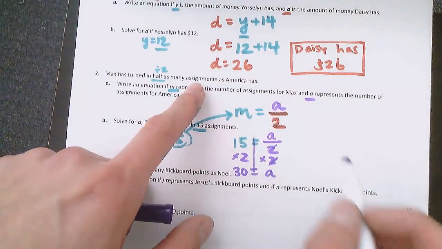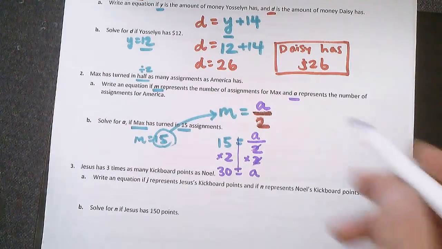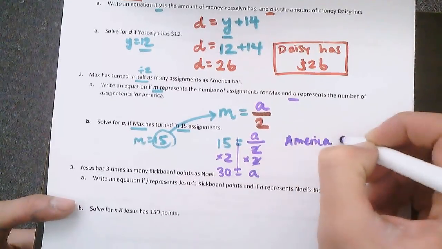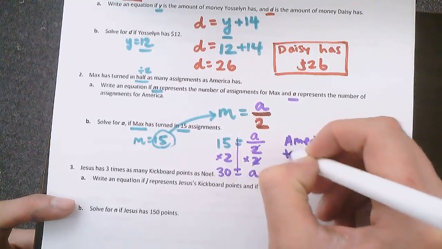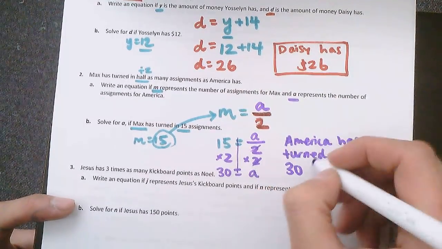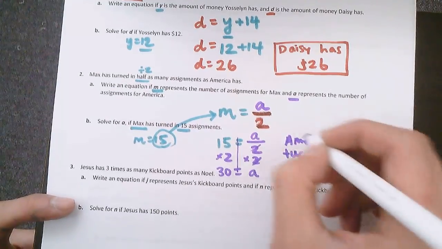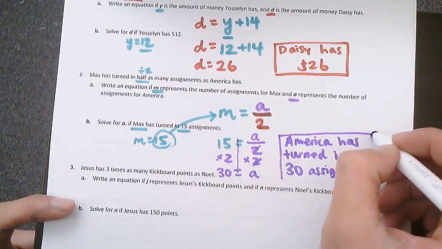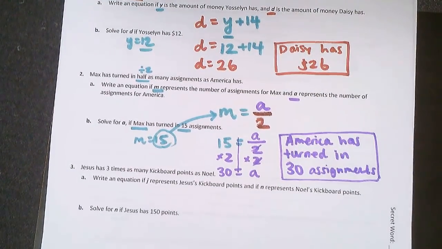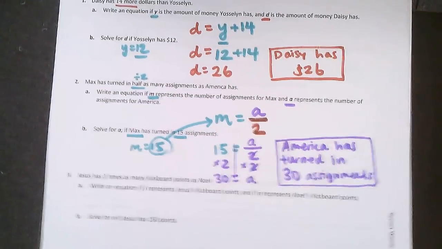And we're talking about assignments, how many assignments they've turned in. So my answer statement is going to be: America has turned in 30 assignments. All right. Remember, I want an answer statement for all of the problems that you're working on for today.